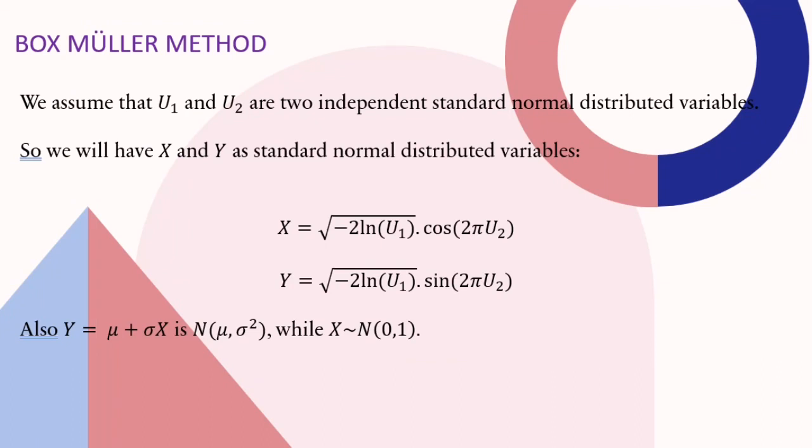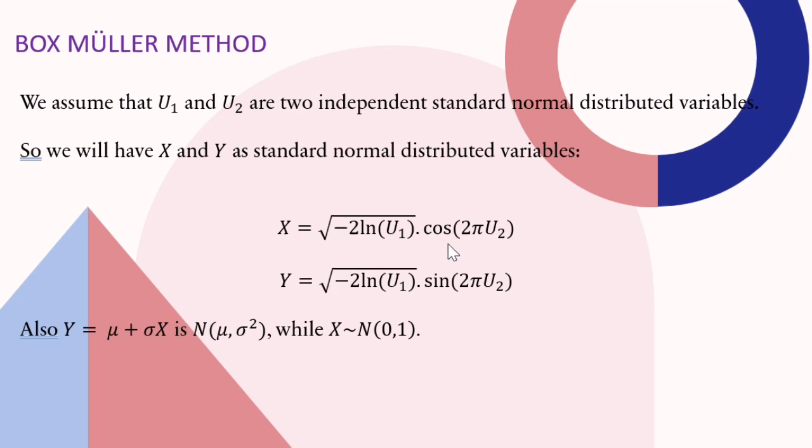Another method which I love is the Box-Muller method, and in this method you need to have two values, u1 and u2, for example. These two should be independent uniformly distributed variables, and so with these two equations we can produce x and y as standard normal distributed variables, which are also independent.